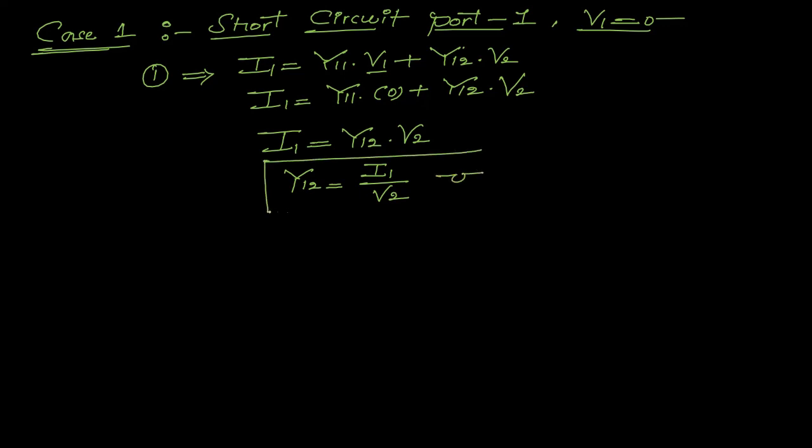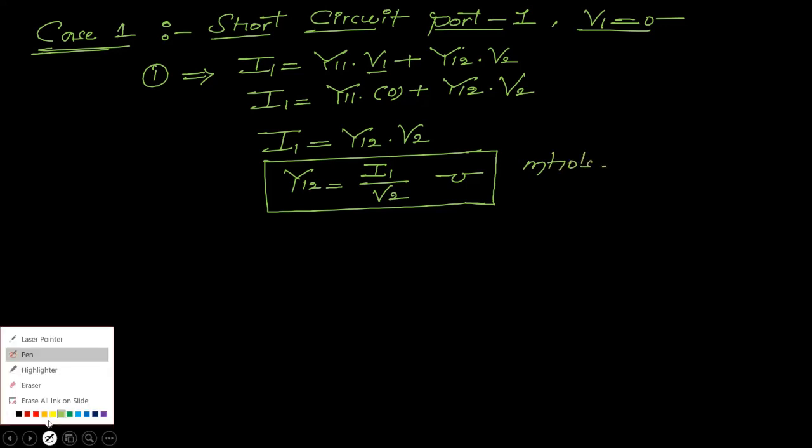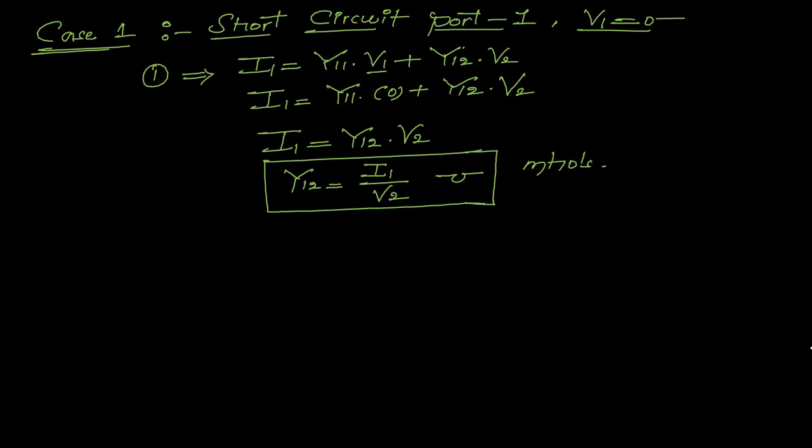The unit of admittance is always mhos, the reverse of the unit of impedance. The unit of impedance is ohms, and the reciprocal of impedance we call admittance, and its unit is mhos. Now coming to another parameter.